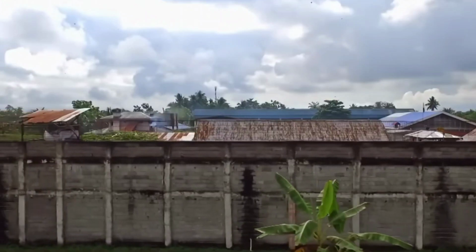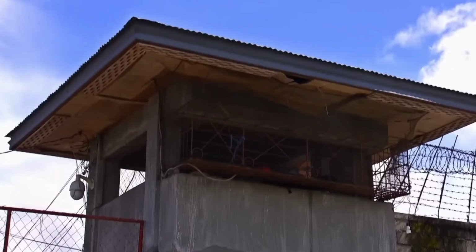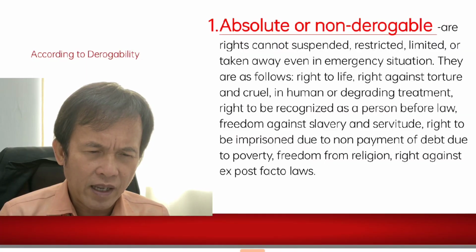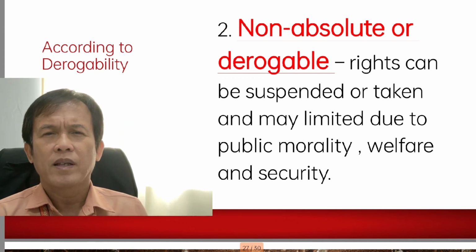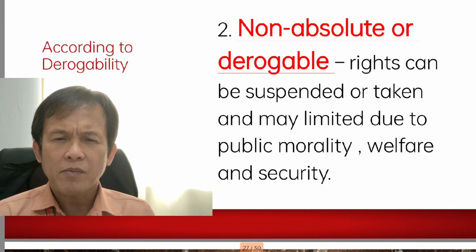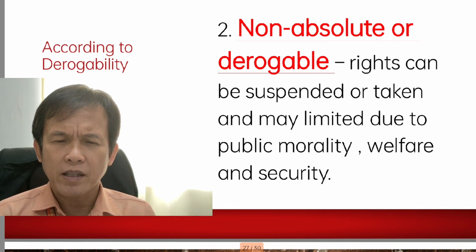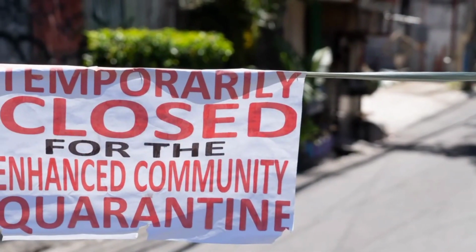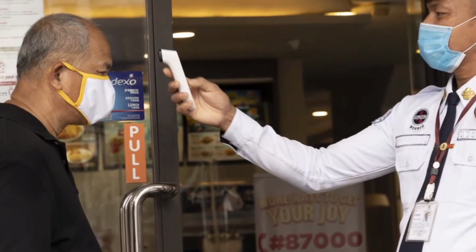By the way, ex post facto law is most typically used to refer to a criminal statute that punishes action retroactively, thereby criminalizing conduct that was legal when originally performed. Number 2 is non-absolute or derogable. These rights can be suspended or taken and may be limited due to public morality, welfare, and security. The right to move freely could be limited through imposition of curfews, martial law, or pandemic.